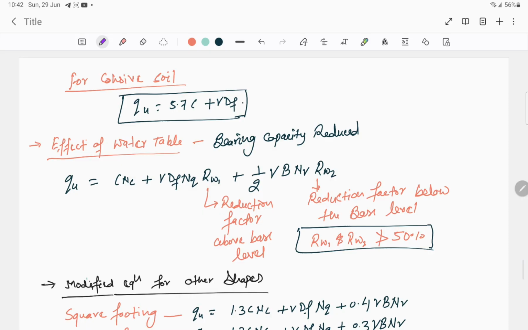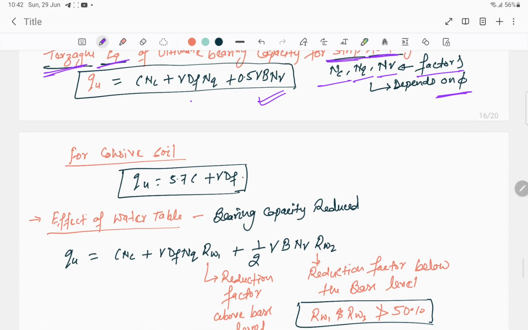Next, if the soil is cohesive soil, then you know for cohesive soil the friction angle phi is equal to 0, and if phi is 0, then this term is 0, and then the pressure is qu = 5.7c + γDf. Here 5.7 is the Nc value, which is given by Terzaghi. So according to Terzaghi, if the soil is cohesive, then qu = 5.7c + γDf.